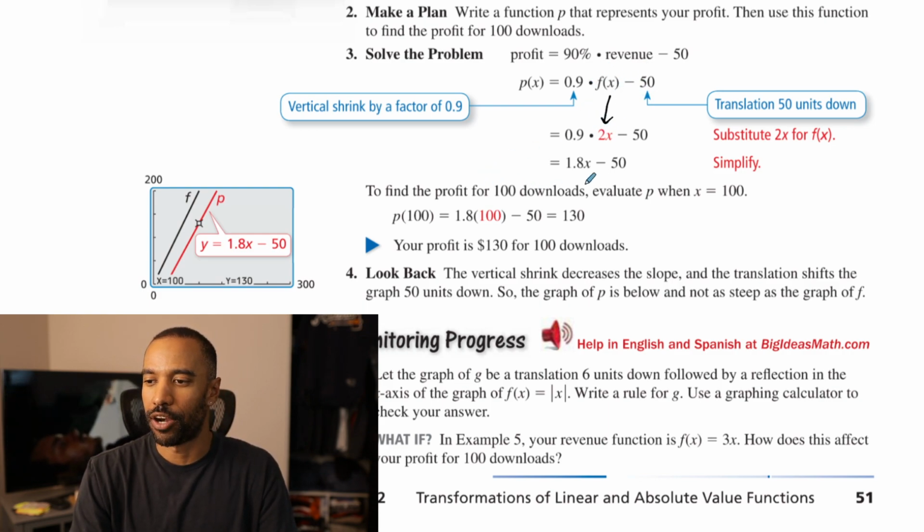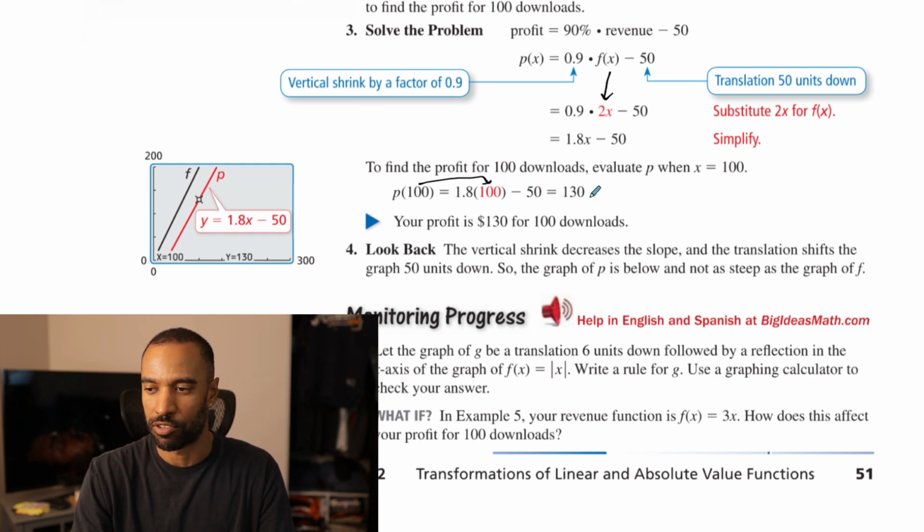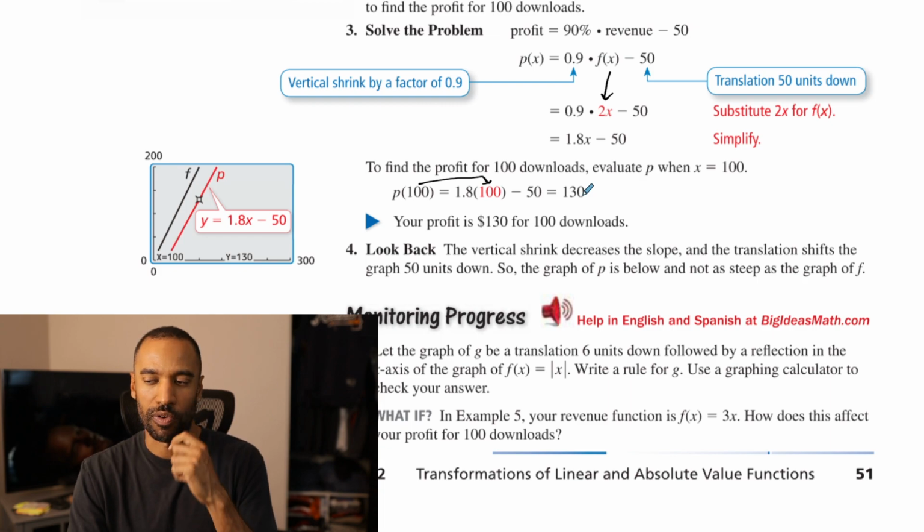Okay, find the profit for 100 downloads. x is the number of downloads. You substitute 100 for x, so P of 100. This is the same thing as substituting for x. 1.8 times 100 is 180. 180 minus 50 is 130. You make $130 for 100 downloads.